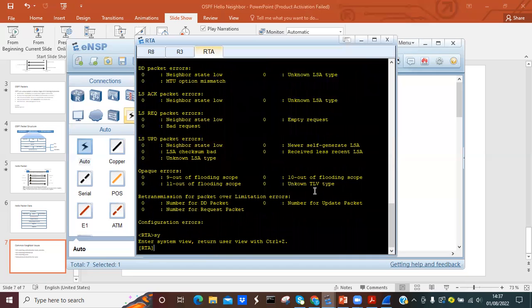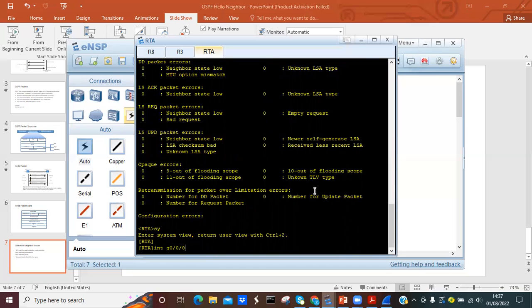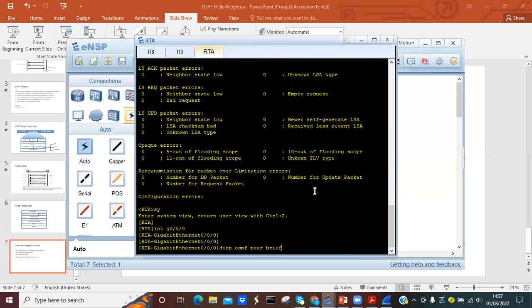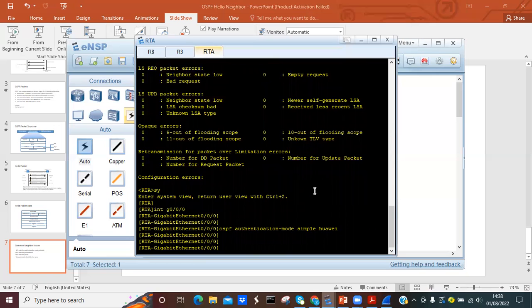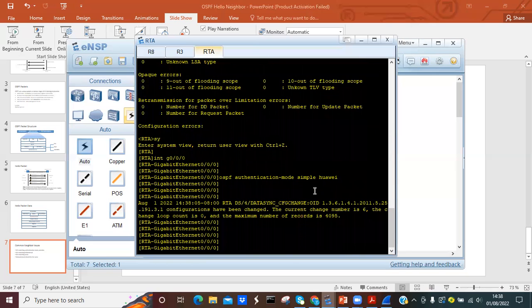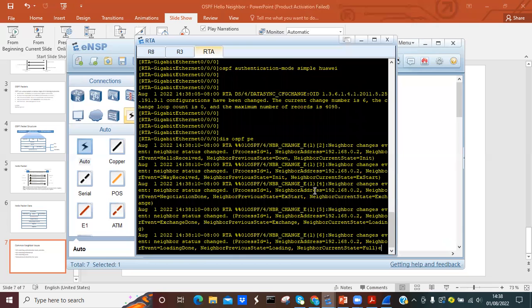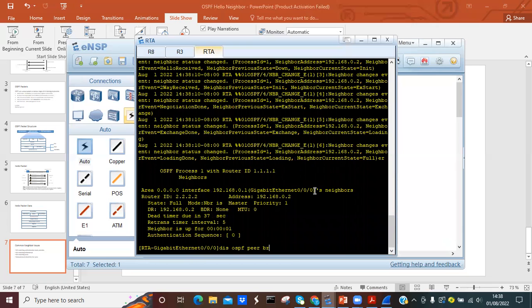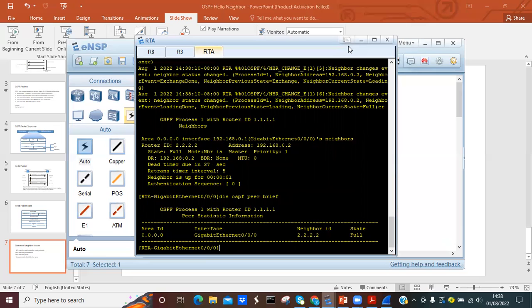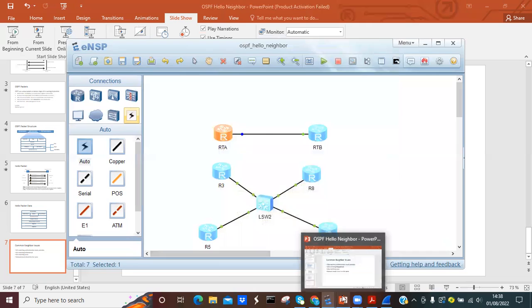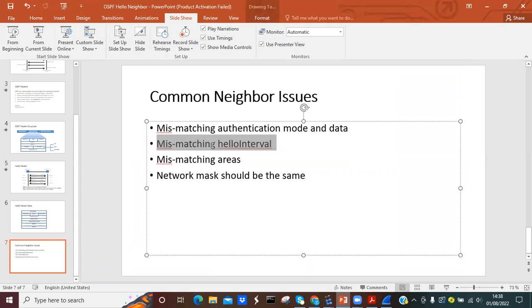We go back, interface G0/0, and we give it back to what we had, so that we can solve that error. It was simple, and the data was Huawei. So if we display OSPF here, brief, you can see already it's come up now. You see, that is one of the common errors with neighbors. The other one is mismatching hello packets.